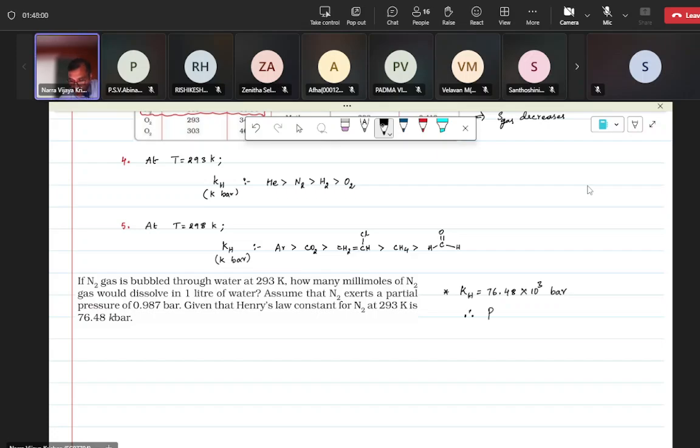Therefore, partial pressure of N2 equals Kh into mole fraction of N2. This will be the formula. Do they give partial pressure? Yes. 0.987 bar is equal to Kh, 76.48 into 10 cube bar, into mole fraction. What is mole fraction? Number of moles divided by total number of moles. So instead of mole fraction, I am writing the number of moles of N2 divided by the number of moles of N2 plus the number of moles of water. Correct?